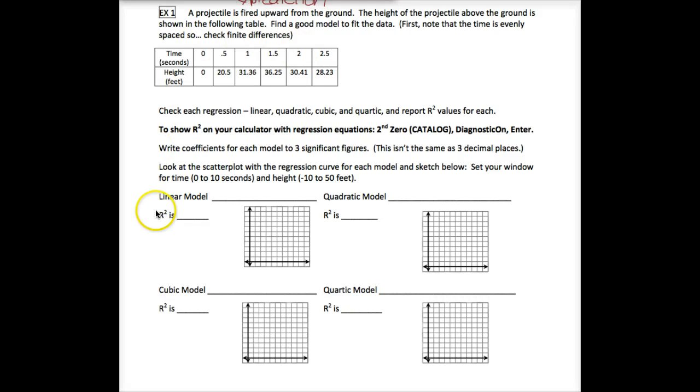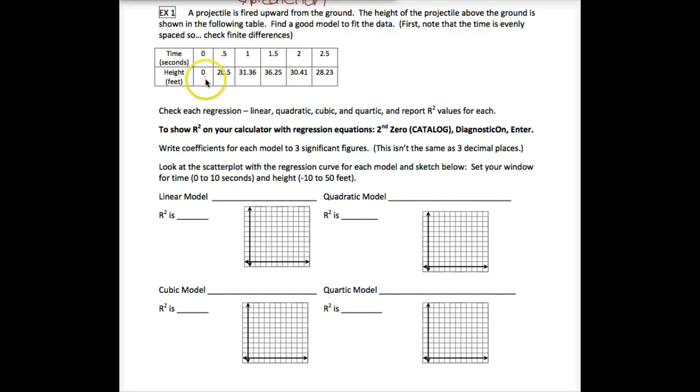So we're going to look at this problem. A projectile is fired upward from the ground. The height of the projectile above the ground is shown in the following table. Find a good model to fit the data. So the first thing we're going to note is that the time data, which is our x, is evenly spaced. So we might be able to have finite differences help us. Now again, finite differences could only possibly help if the x data is evenly spaced. So we can go ahead and try it.